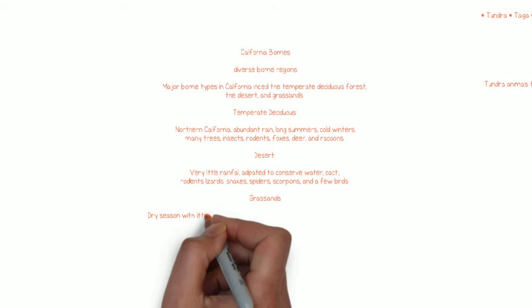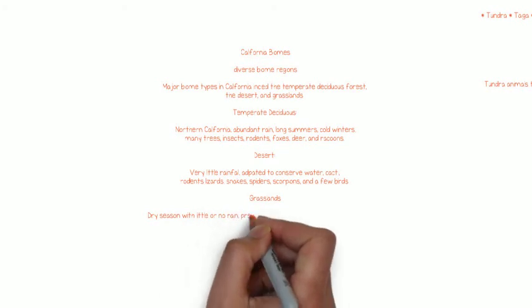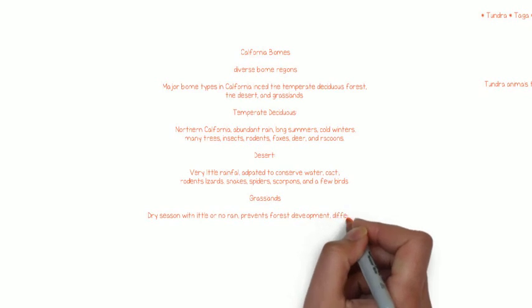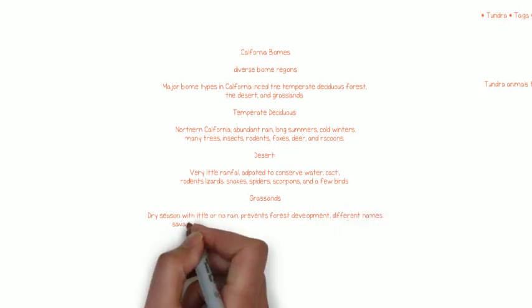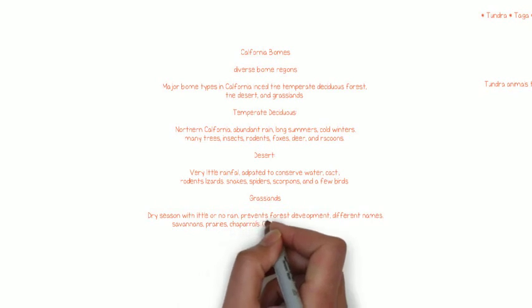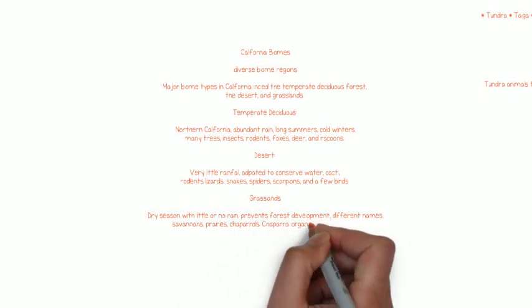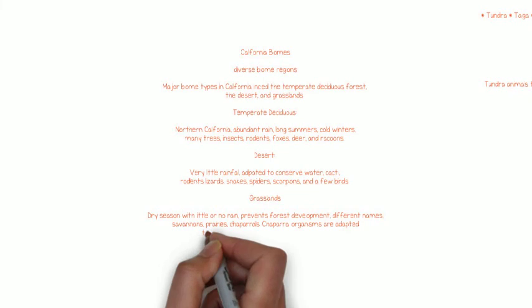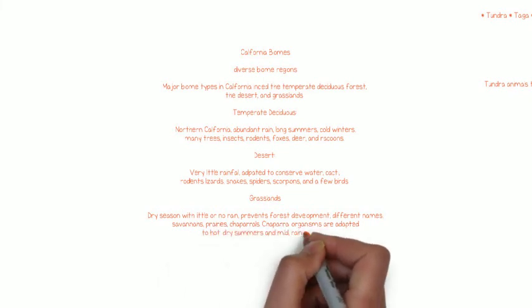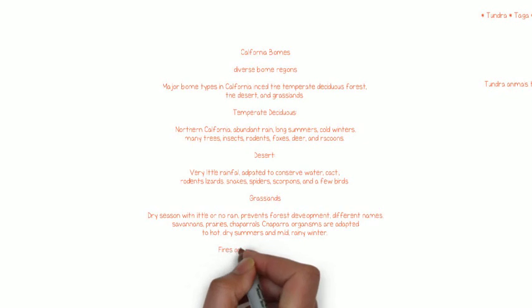The grasslands. Most grasslands have dry seasons with little or no rain. This lack of moisture prevents forest development. Grasslands have different names. In Africa, grasslands are called savannas. In the Midwestern United States, they are called prairies. In Southern California coastal areas, they are called chaparrals. Chaparral organisms are adapted to hot, dry summers and mild, rainy winters. Fires and droughts are common.